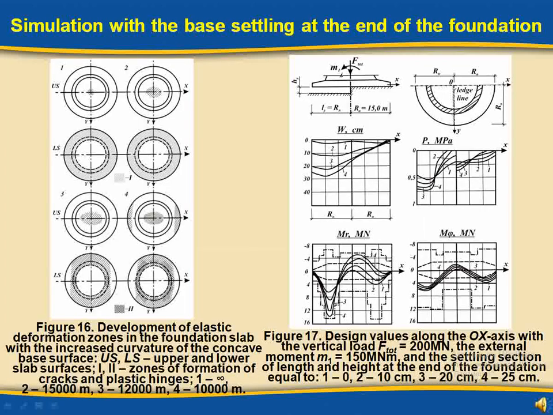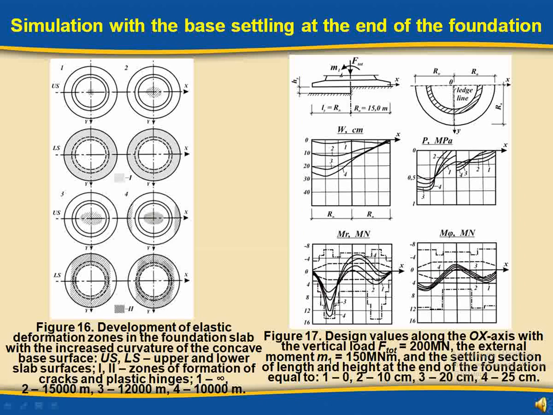Simulation with the base settling at the end of the foundation. It is necessary to investigate the behavior of the round foundation slab with different values of the settling section of the base at the end of the foundation. The slab undergoes the following loads: the total vertical load F equals 200 MN, the external moment M1 equals 150 MNm. The height of the center of gravity of the structure relative to the foundation bed Hc equals 75 m.